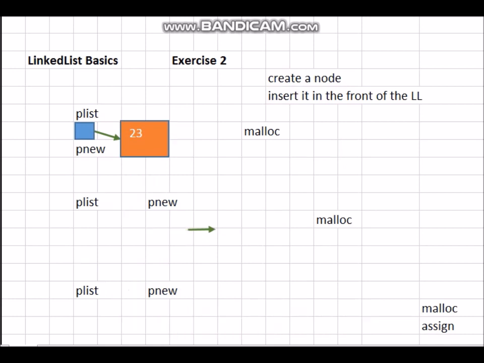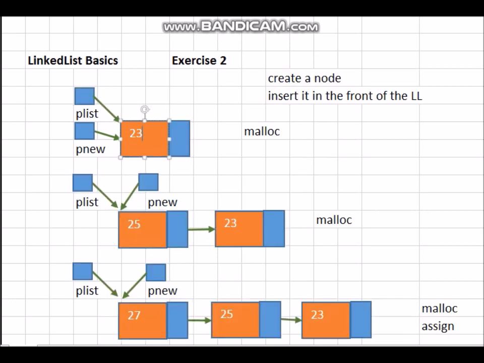Last time we had started with 23, then we got 23, 25, then we got 23, 25, 27. But in this case, we will have it in reverse. 23, then we'll have 25, 23, then we'll have 27, 25, 23. So each time we want to insert it in the front of the linked list, not at the back.